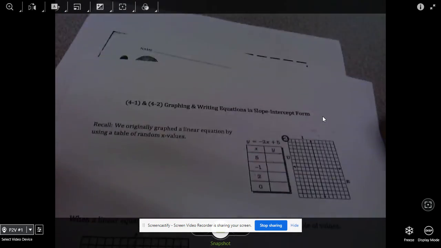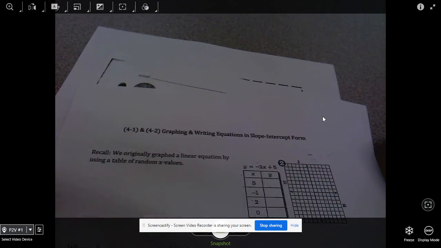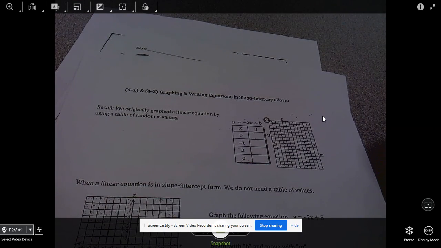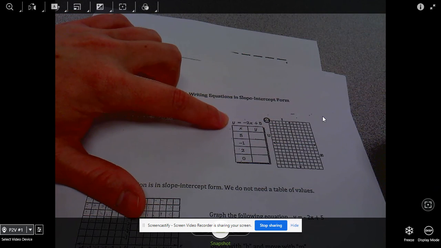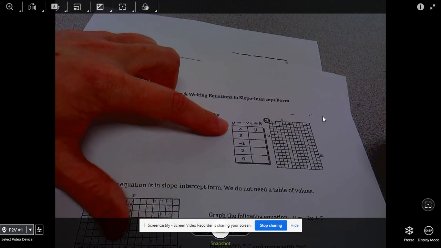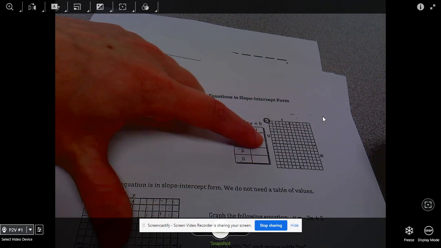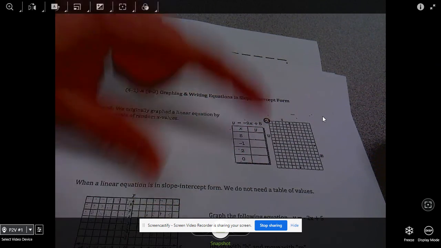We are in chapter 4, graphing and writing equations in slope-intercept form. Recall that we originally graphed a linear equation by using a table of random x values. If you want to graph any equation, all you need to do is use some x values, substitute them to receive y values, and then graph those coordinates.